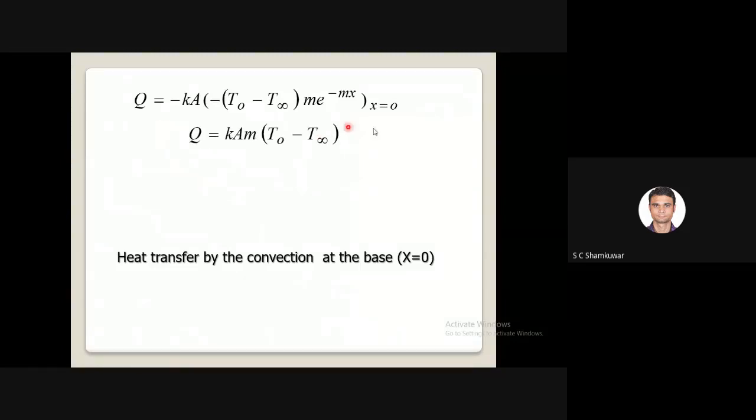So now if you put the value of x equal to 0, e to the power will be 0, so only m will be left. So q is equal to kAm into (T naught minus T infinity). And now what is m? m square is equal to hP by kA, that we have seen here.